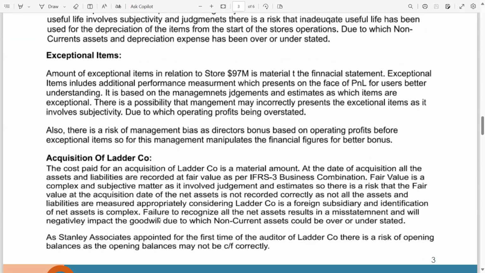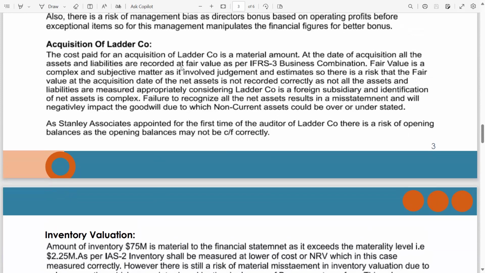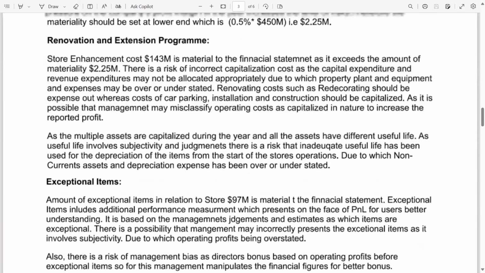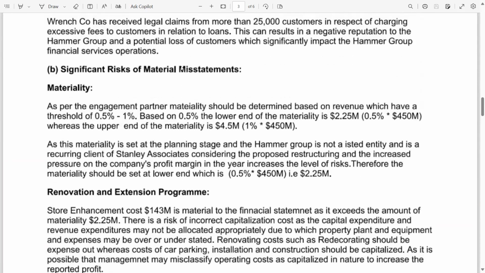Let me search, is there any amount or not? Okay, no, there is no amount. But there are some judgments, based on that I write it down as risk number 3. You just have to prioritize one or two risks. That's it. Let's solve this one.